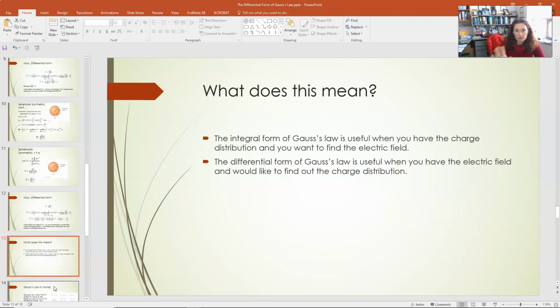So, where are we going with this? You've got your Gauss's laws, your integral and your differential form. They're great. Both of them are awesome, but they're useful at different times. The integral form of Gauss's law is useful when you have the charge distribution, when that's known, and you want to find the electric field given that charge distribution. The differential form of Gauss's law is useful when you have the electric field and you would like to know the charge distribution at a point from that field. So, flip sides of the same coin.